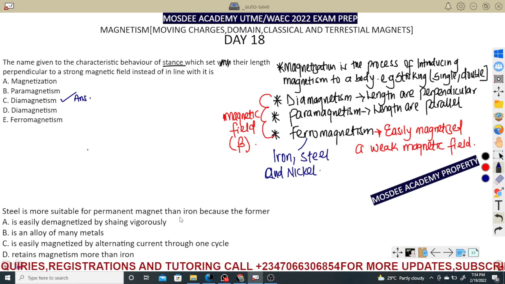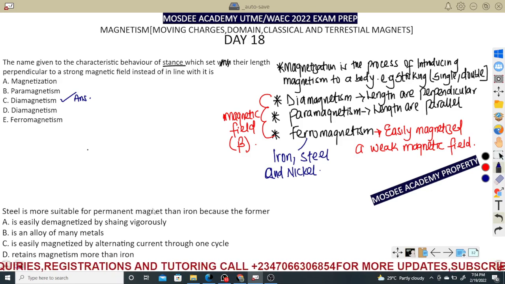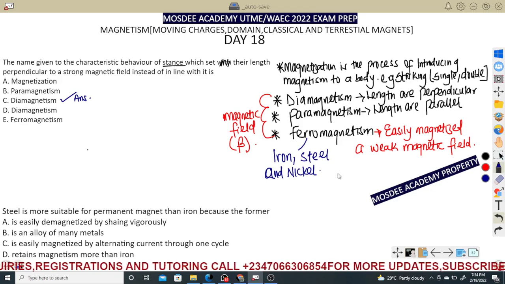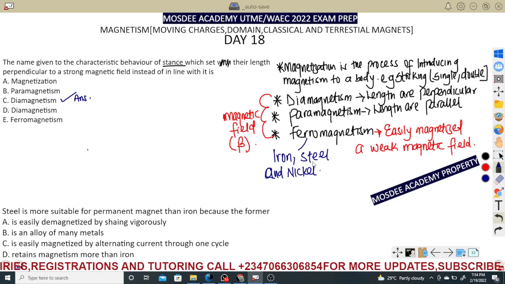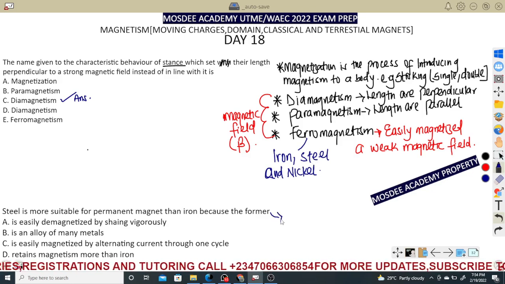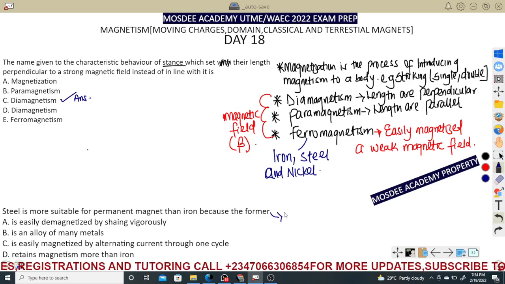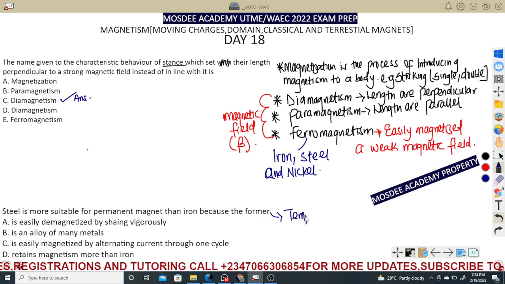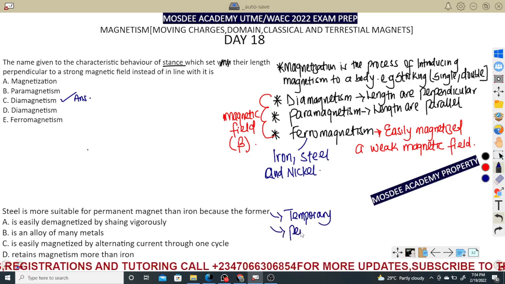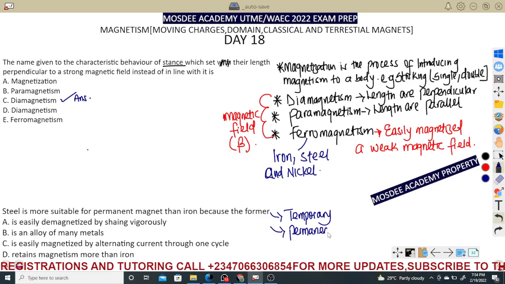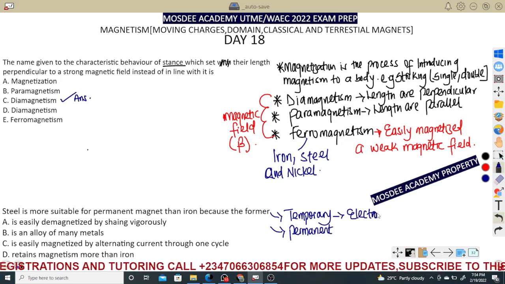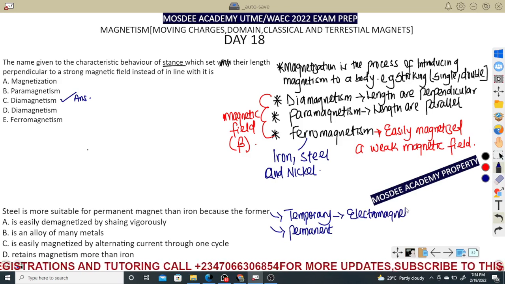for permanent magnet than iron because the former, meaning the previous, the former dash. Now we use steel. I told you steel is an example of a ferromagnetic. When you say permanent magnet, you classify magnet into two. There's what they call temporary, you can just write it down, and the other one is called a permanent magnet. Temporary magnets are also called electromagnets.